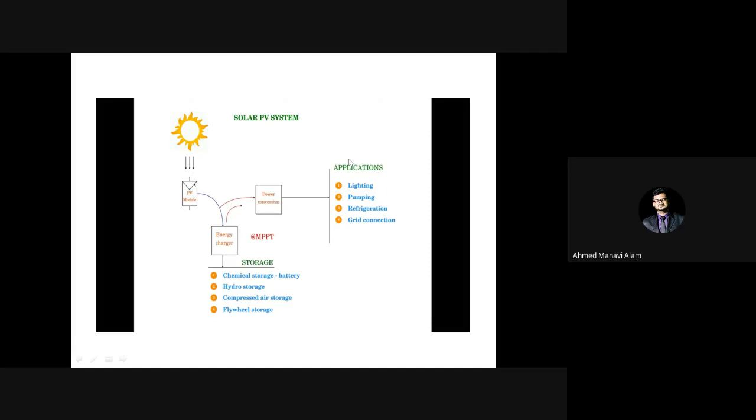Okay, both are needed. Then comes the applications. The application part is actually never ending. I've written 4 here, but the application part is never ending. You can use it for lighting, you can use it for pumping, you can use it for refrigeration. And one of the most important aspects of PV systems is the grid connection. So PV modules is one of the, like, the smart grid system.